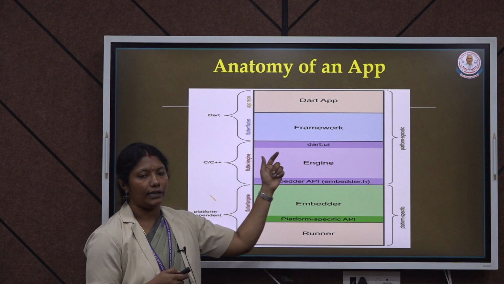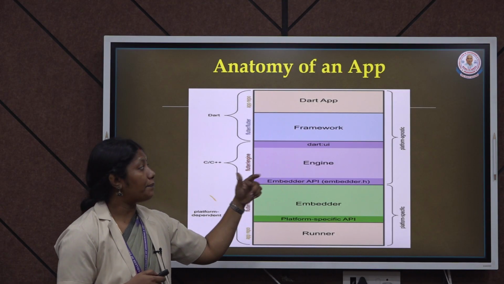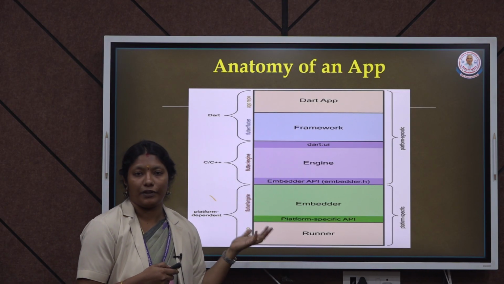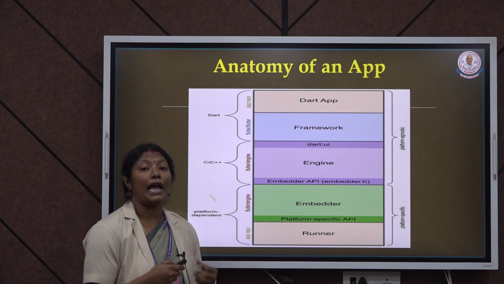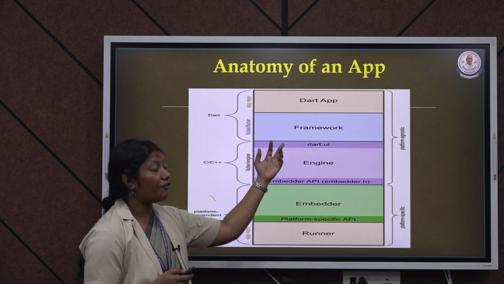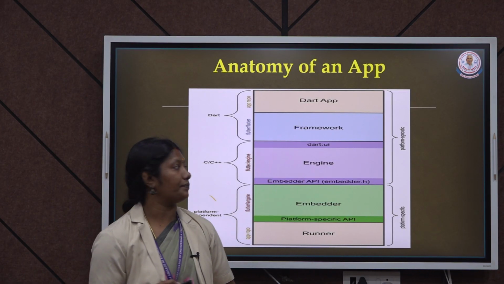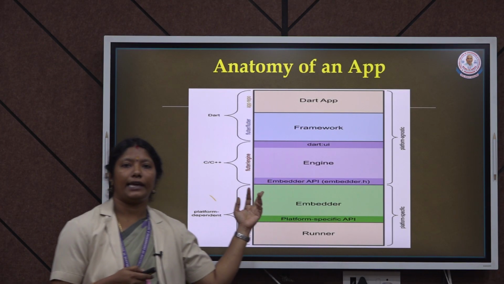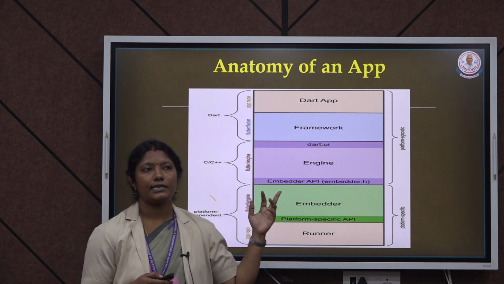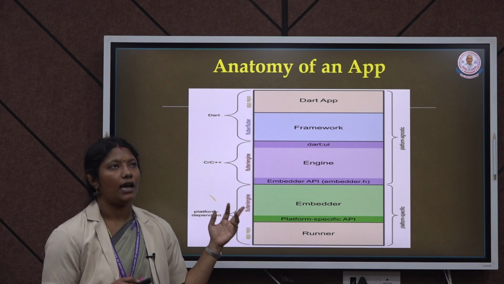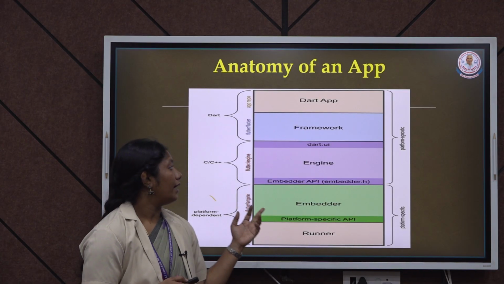Followed by a framework. This is the topmost layer. It provides a lot of key features for developing a high quality application, mainly the framework which combines the widgets into the visible screen part. And the next layer is the engine. It is written in C++. It is the core part.